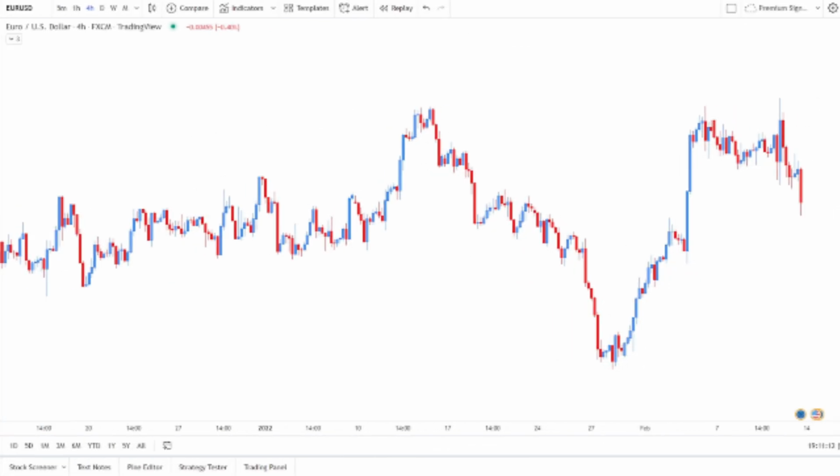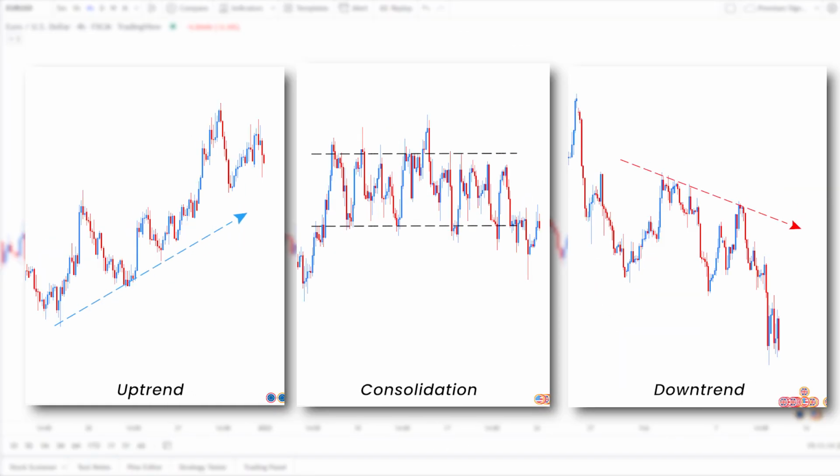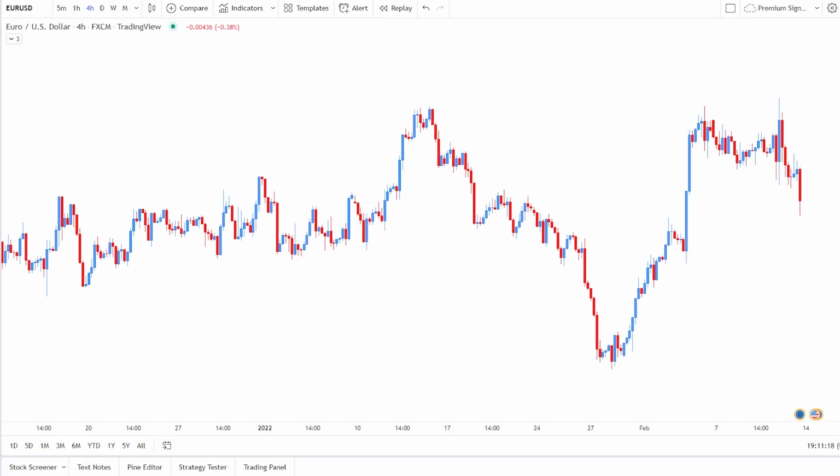The ability to understand the present market structure is critical for us Forex traders, as it allows us to implement the most appropriate tactics and techniques based on the market moves in order to maximize our profits.